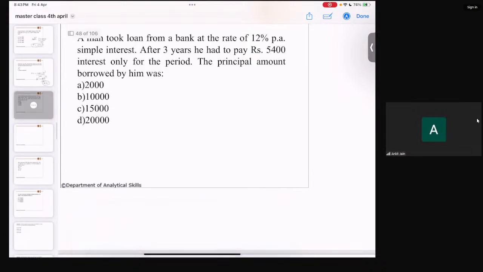Okay. The next question. Mohammed give the right answer. Very good. Amreen give the right answer. Very good. Try to solve the next question.